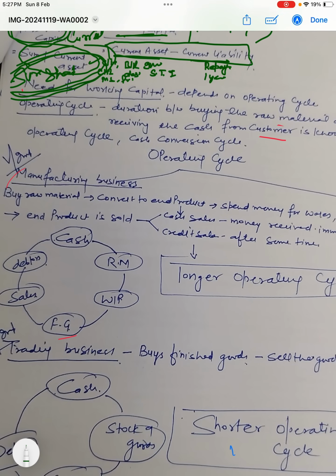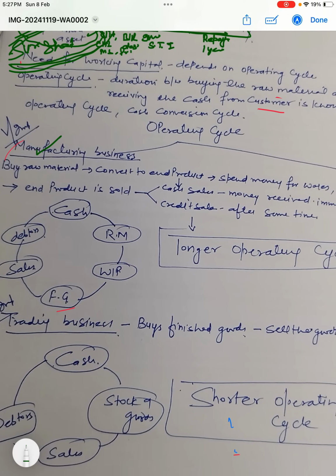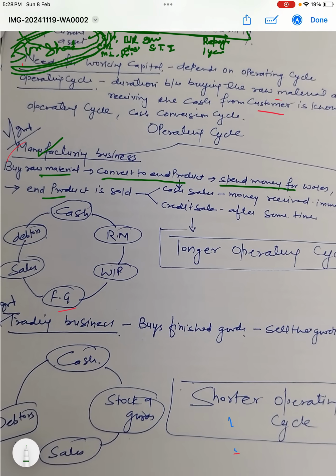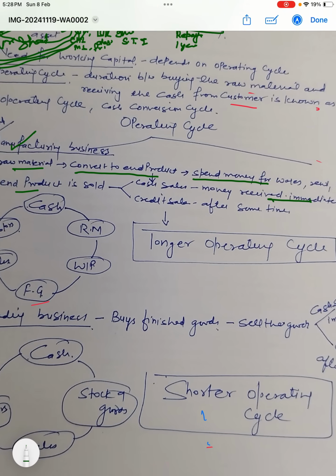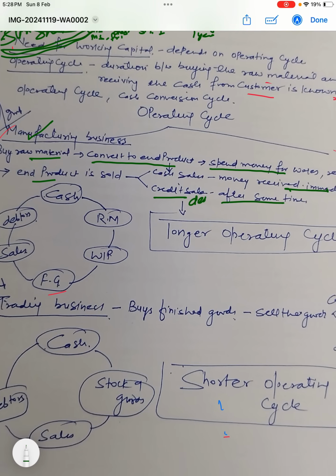Now, operating cycle can be different for different businesses. For example, in case of manufacturing business, they buy the raw material, convert the raw material into finished product, spend money in the form of wages, make the final product, and then sell that product in the market. If they sell it in cash, they will receive the money at the same time. If they sell it on credit, there will be debtors, and then they will receive the money after some time. So in that case, you can see a longer operating cycle. In case of a longer operating cycle, more working capital is required. So in case of manufacturing business, there is a longer operating cycle, so more working capital is required.